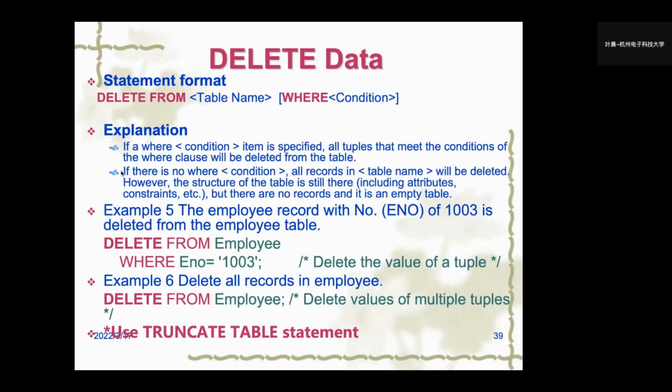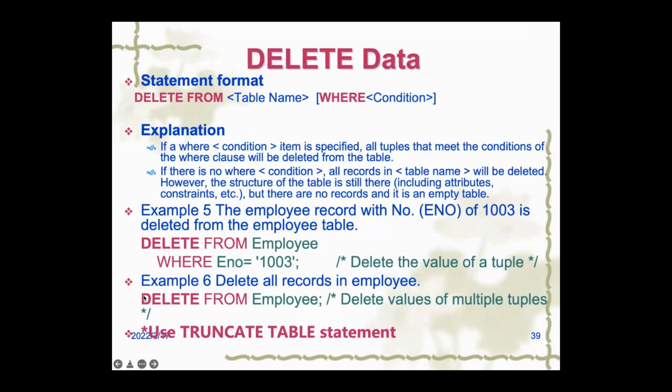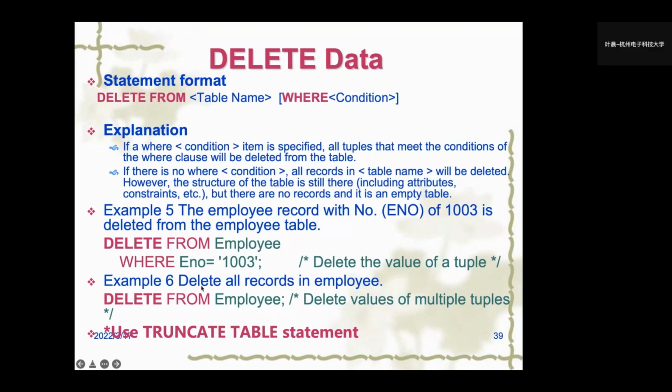For example, the employee record with number 1003. If we want to delete it from the employee table, we can just use delete from employee where the number is 1003. And another example, if we want to delete all records in the employee table, we can use delete from employee without any condition. So they are also very simple.